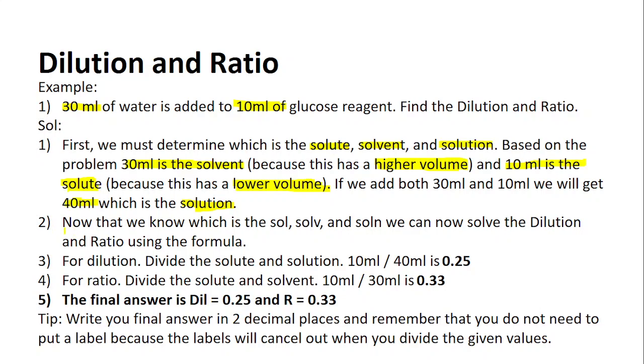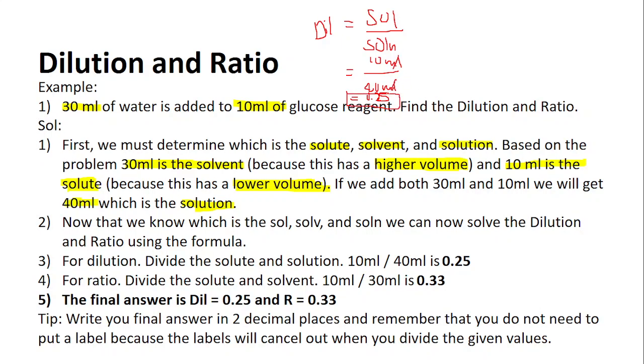Okay, step 2: now that we know which is the solute, solvent, and solution, we can solve for dilution and ratio using the formula. For dilution, sulat lang natin: dilution is equal to solute divided by solution. Your solute is 10 ml and your solution is 40 ml. 10 divided by 40, you will get 0.25. That is your final answer for dilution.